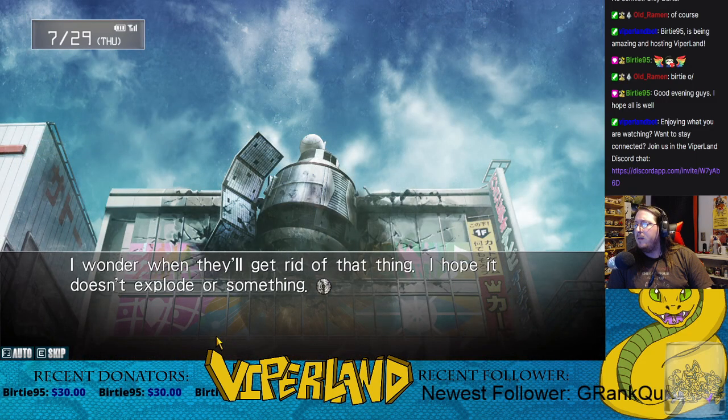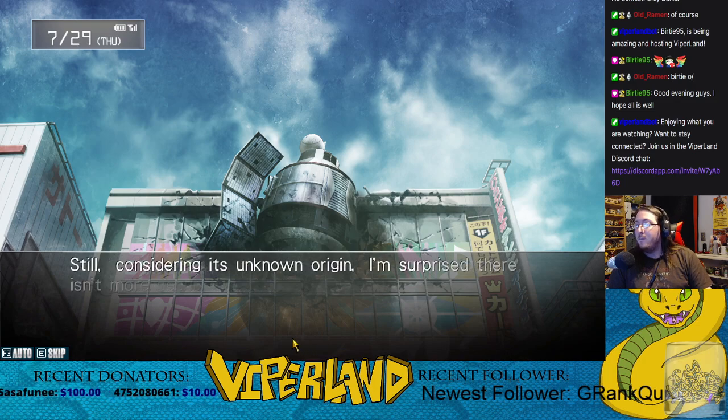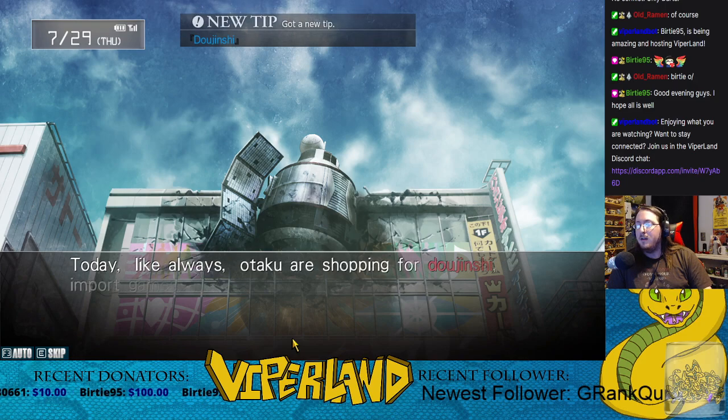I wonder when they'll get rid of that thing. Hope it doesn't explode or something. I'd be way more worried about it falling this way. Like, they've been letting people back into the area, so I guess there's no danger. Still, considering its unknown origin, I'm surprised there isn't more security.